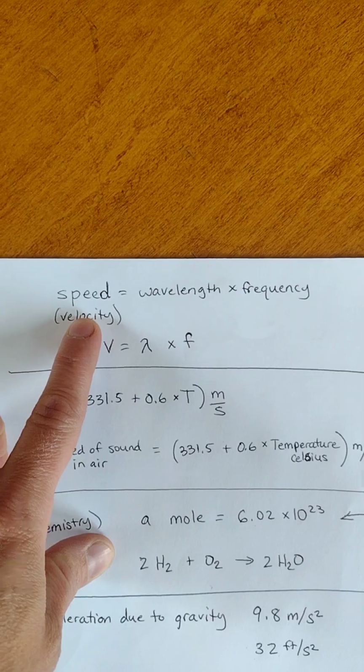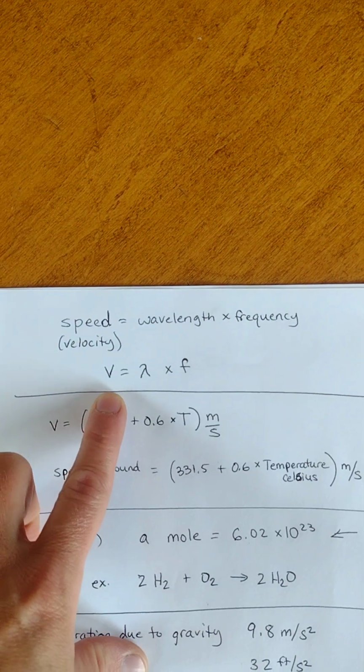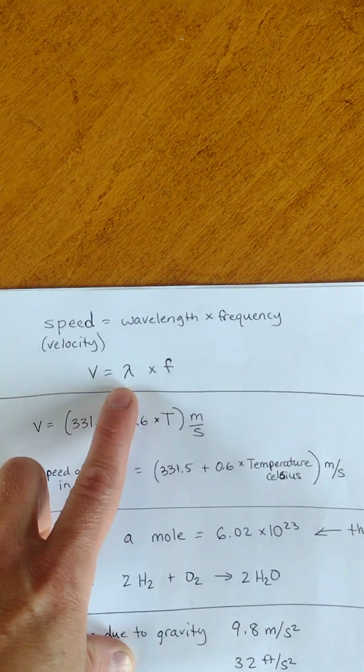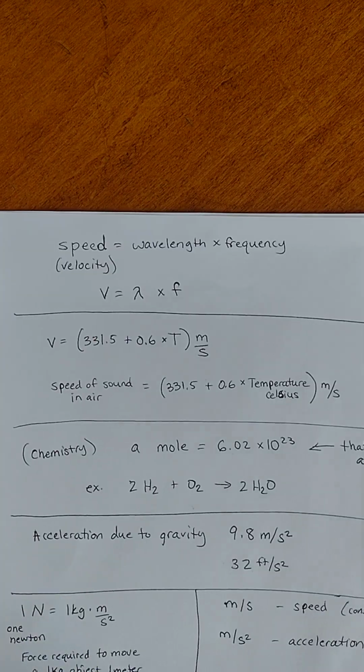The next one is speed. So speed is going to be velocity, and velocity equals wavelength times the frequency. And this little guy is lambda, and that is your wavelength.